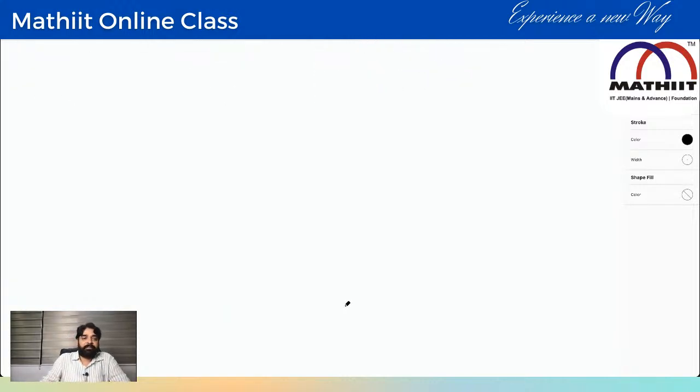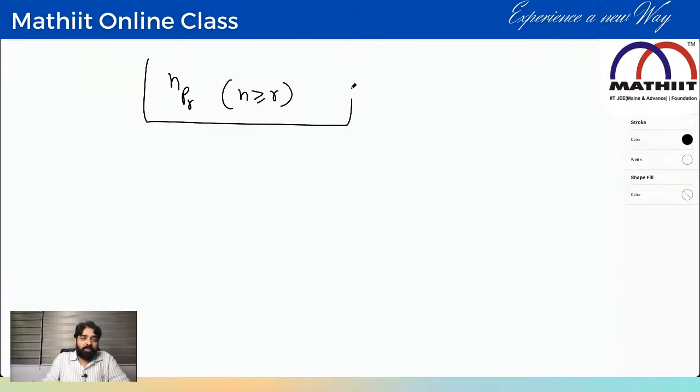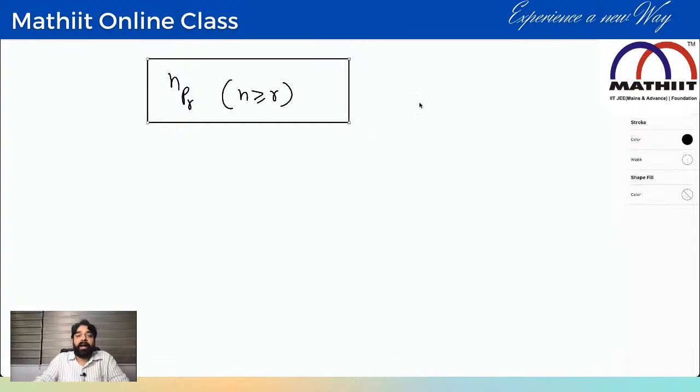nPr. The condition is that n should always be greater than or equal to r. That's the most important condition. It does not matter who is the object and who is the places.